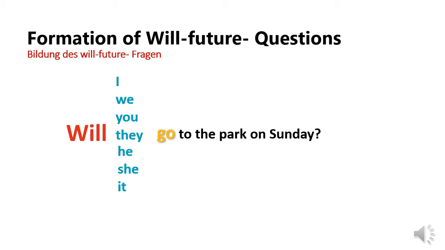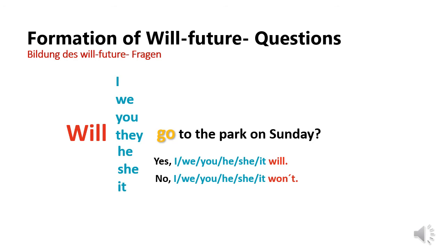The short answers would be like this. Yes, I will, or yes, we will, or yes, he will, or yes, she will, and so on and so forth. And for the negative short answer, it will be like this. No, I won't. No, you won't. And so on and so forth. We always have to remember that the short form of will is won't.